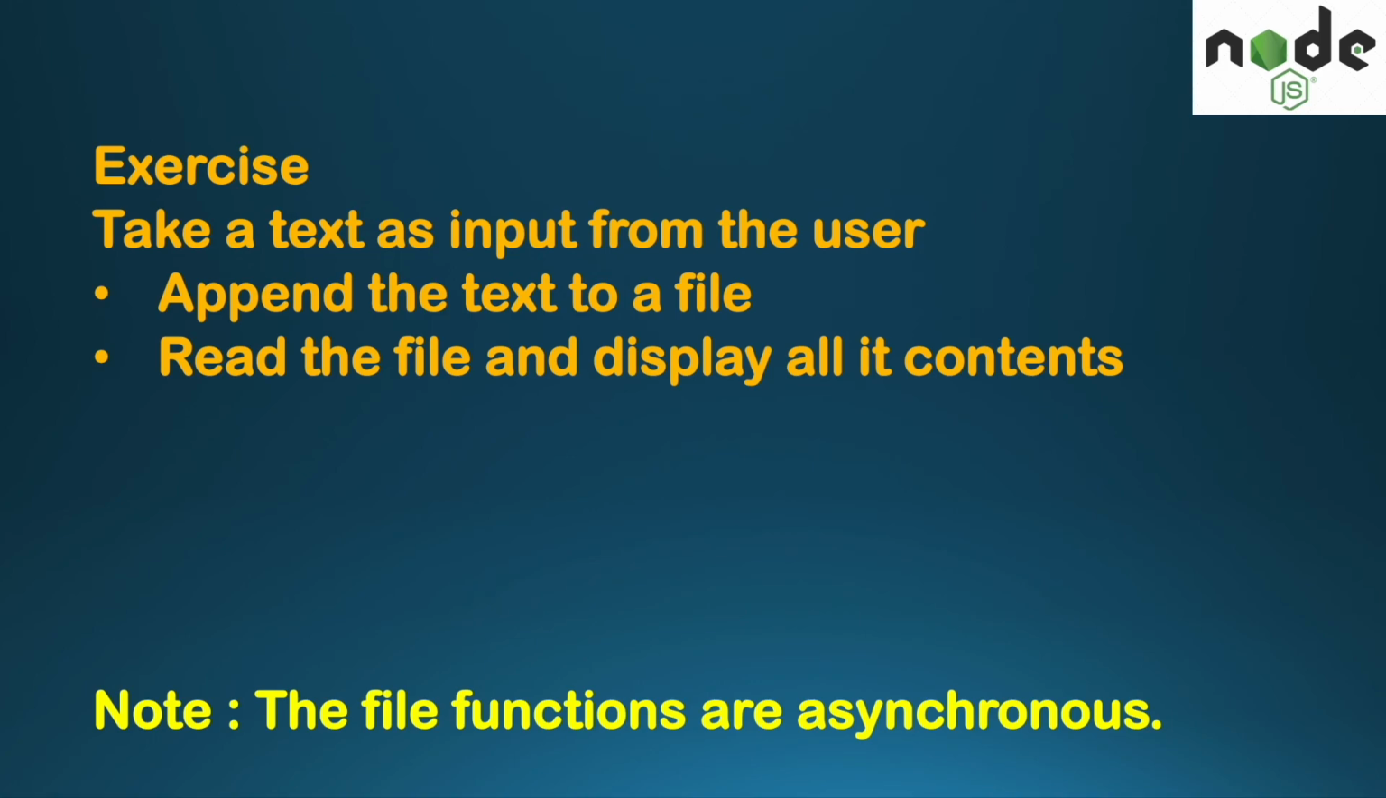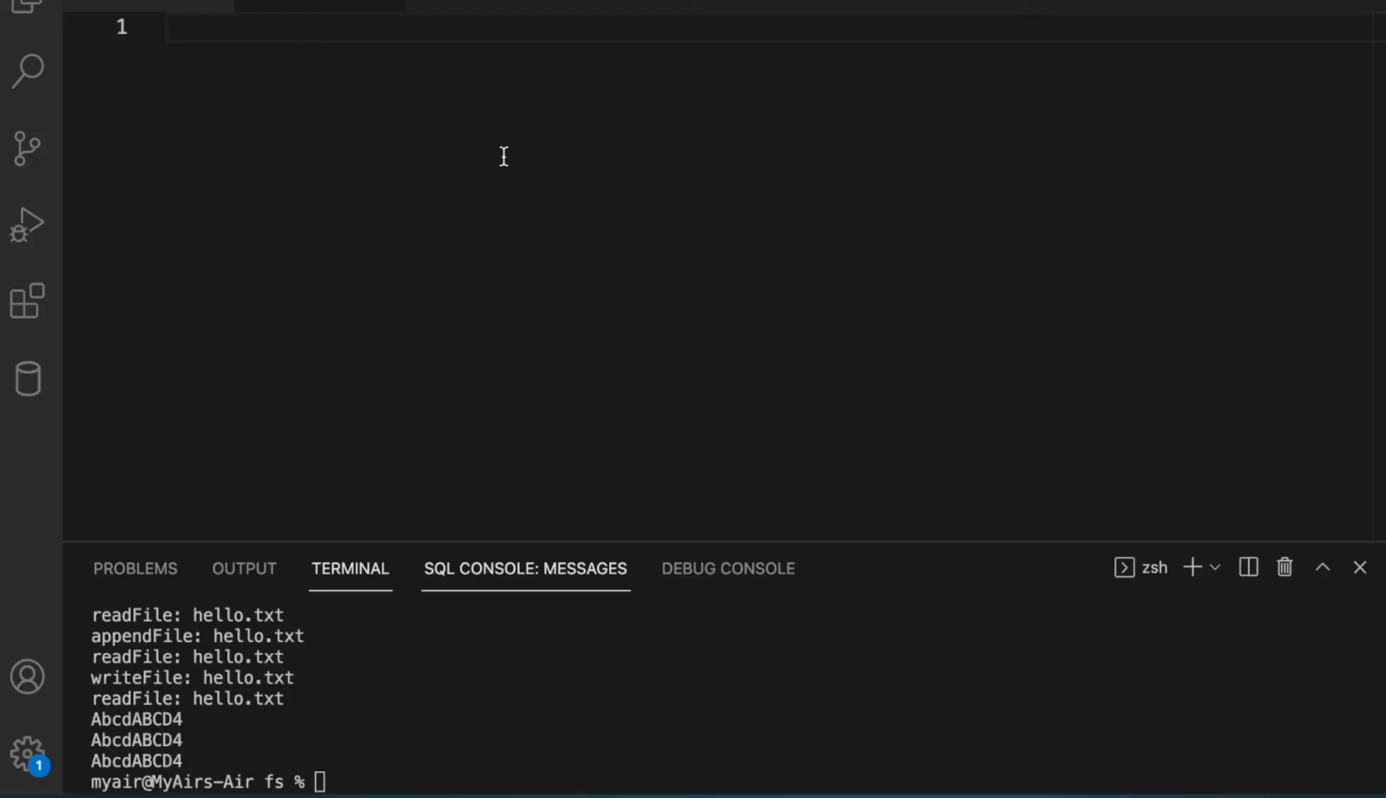Take a text as input from the user, append the text to a file, and then read the file and display all its contents. So we need to do both these things, and after the append is over, then we need to read the file and display all its contents. So what all do we need?